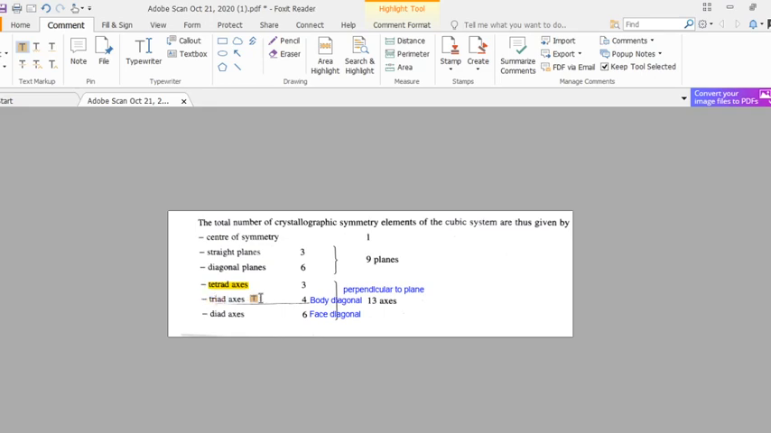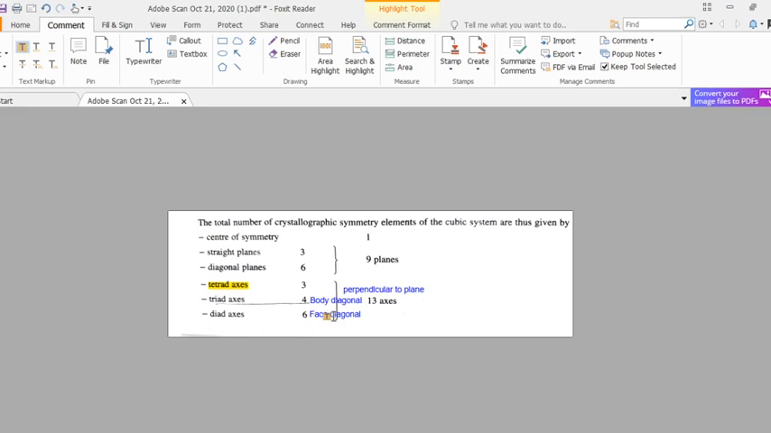Triad axis, that means it should be passing through the body diagonal. So if you think about a cubic setup, a body diagonal means one upper corner to the bottom corner on the opposite side, and one upper corner to another bottom corner.